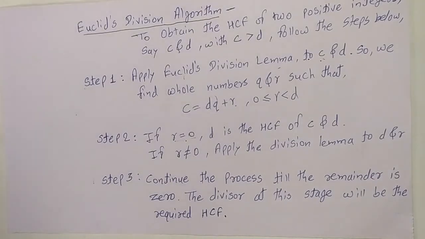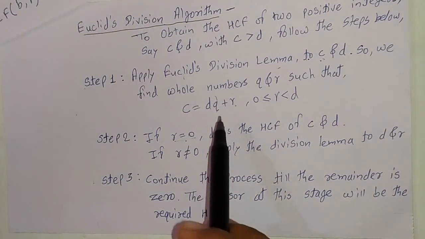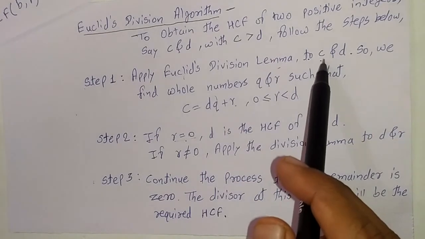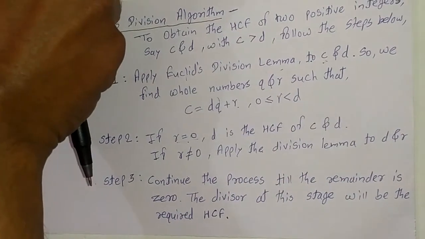We can see it in the form of an example. You can refer to the previous example where we applied Euclid's division algorithm. What is the first step? In the first step we apply Euclid's division lemma to the given two numbers C and D. So let's see the example.